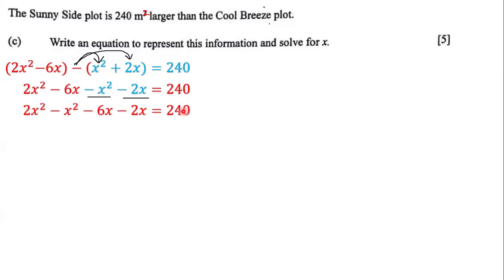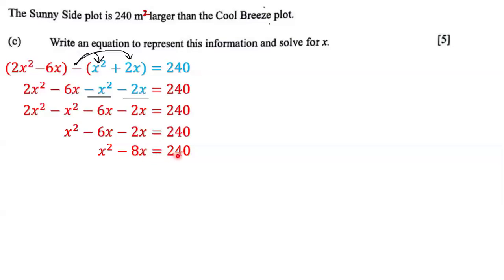Now let's combine these like terms. What is 2x squared minus x squared? Well, 2x squared minus x squared is simply x squared. We bring down the negative 6x and the negative 2x, and we set it equal to 240. Now, what is negative 6x minus 2x? Well, negative 6x minus 2x is equal to negative 8x. So we have that x squared minus 8x is equal to 240.